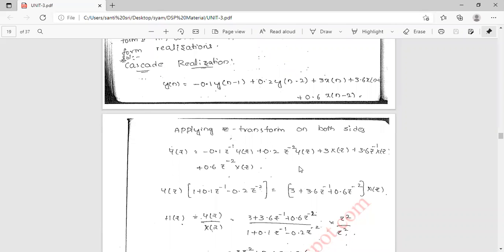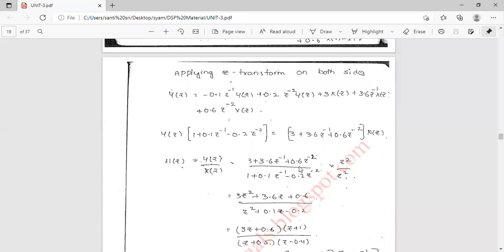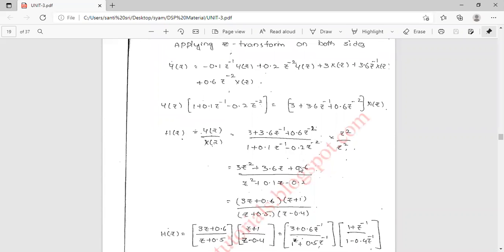Okay. So now divide and multiply this by z power 2 by z power 2. Okay, it will become 3z square plus 3.6 into z plus 0.6 by z square plus 0.1 into z minus 0.2. Okay, or we can write this as this is quadratic equation, so it has roots. So 3 into z plus 0.6 into z plus 1 by z plus 0.5 into z minus 0.4. Okay, so we can write this as H of z equal to 3 into z plus 0.6 by z plus 0.5 into z plus 1 by z minus 0.4.